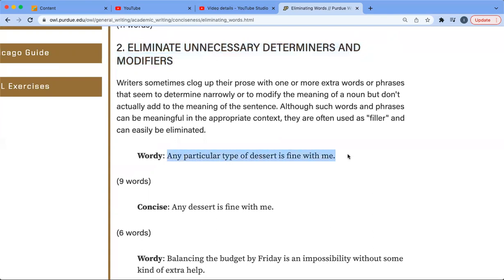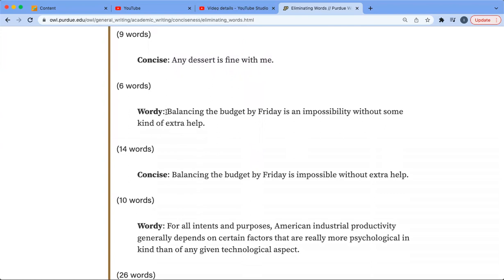In this sentence, for example, it said, any particular type of dessert is fine with me, rather than saying any dessert is fine with me. So you don't need particular type of, because that specific phrase does not serve a purpose. You can try this specific sentence in the comment box, 14 words, eliminate unnecessary words and modifiers or determiners, and then make it more concise in this style, and see how close your writing is to this example.